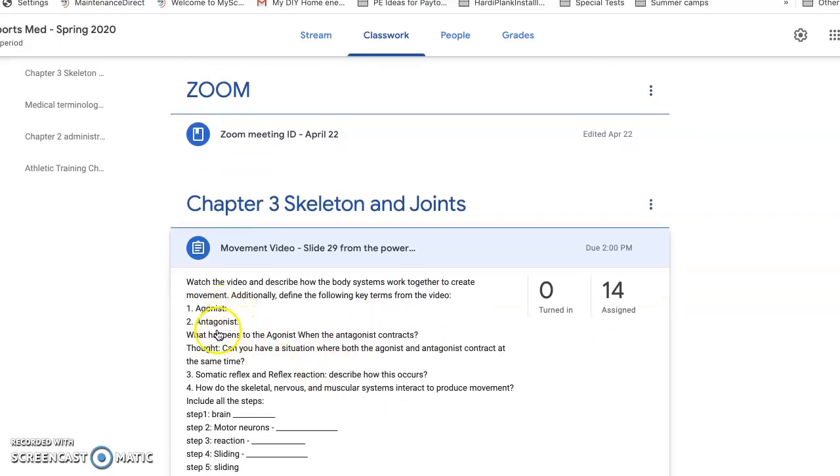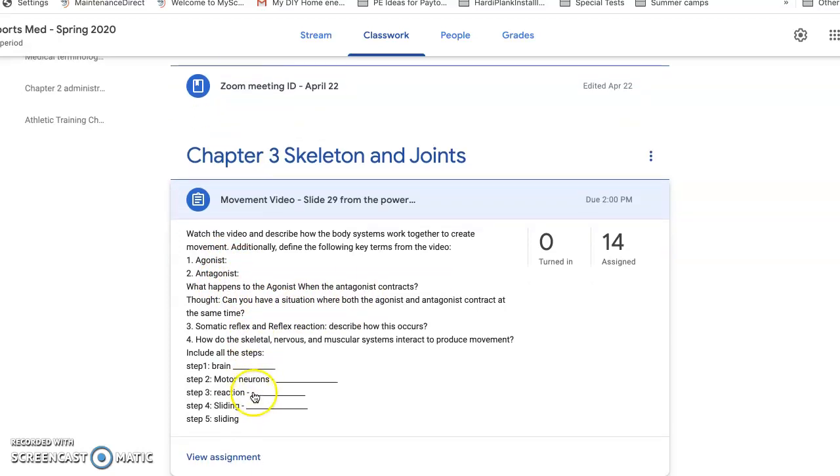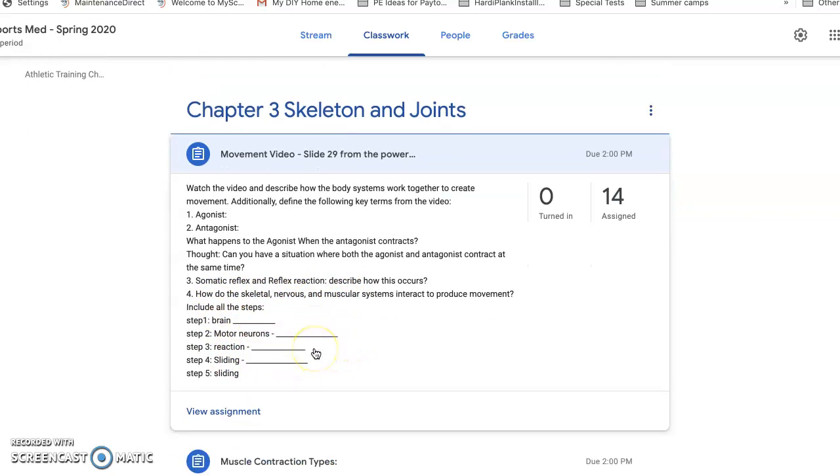What is an agonist, an antagonist? What happens to the agonist when the antagonist contracts? How do the skeletal, nervous, and muscular systems interact to produce movement? Answer those questions and submit in Google Classroom. It is your attendance for the day, so you have to turn these in.